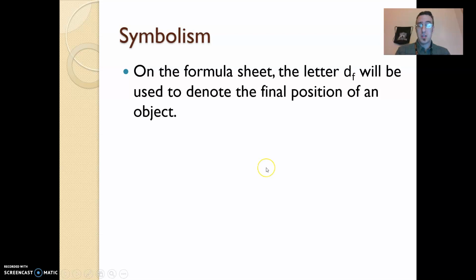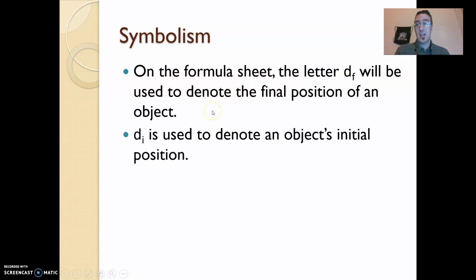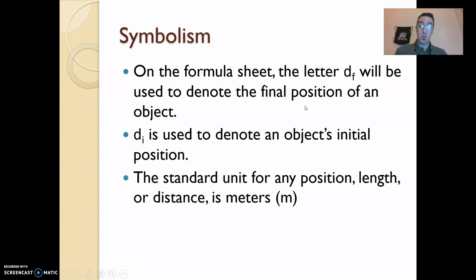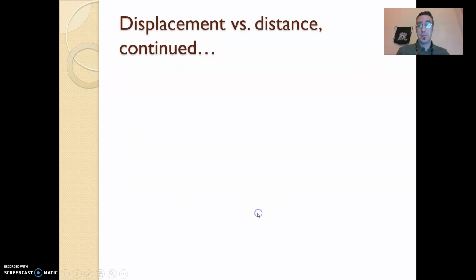On the equation sheet that you have access to, the letter D with a little f, sub f, will be used to denote the final position of an object, and di is used to denote an object's initial position. So the i and f stand for initial and final, and the D stands for distance or displacement. The standard unit for any position, length or distance is meters. So if our problem gives it in some other unit, sometimes we have to convert back and forth.